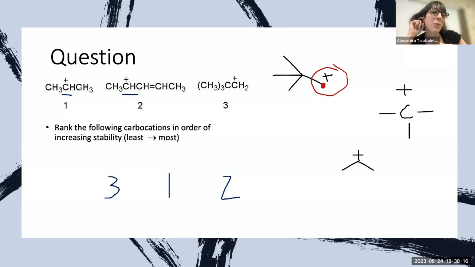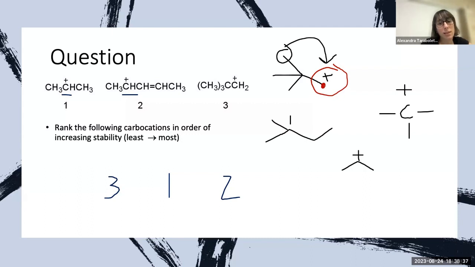Could the 3rd one methyl shift into being more stable? That's a great question. Let's look at it. So you're saying, could this whole methyl group shift over and switch places, which would result in this, right? And now that would be a tertiary. So yes, it could. Great eyes.